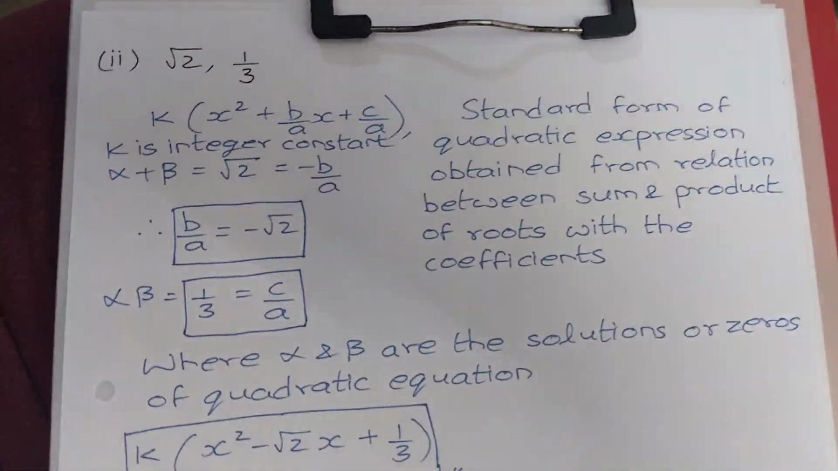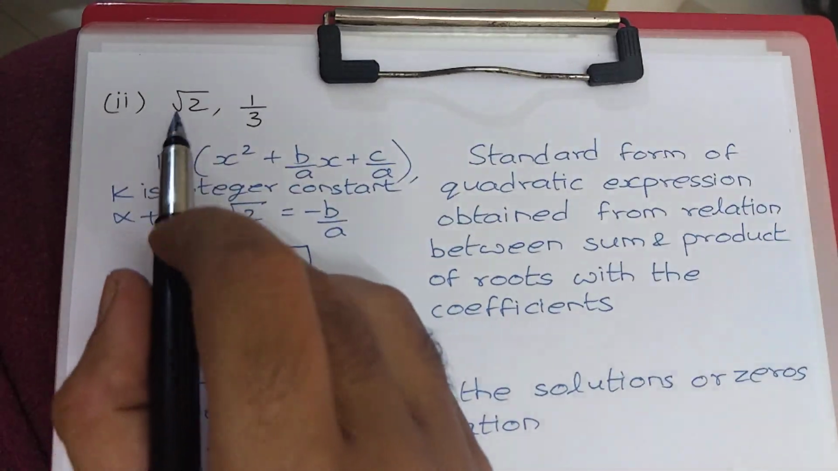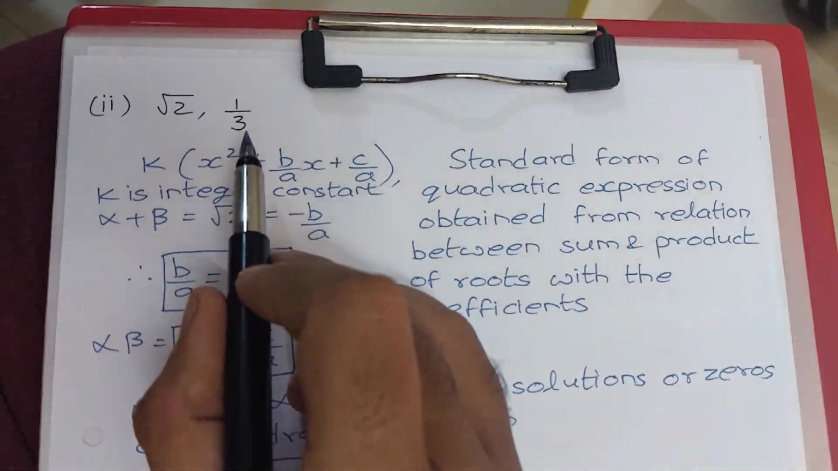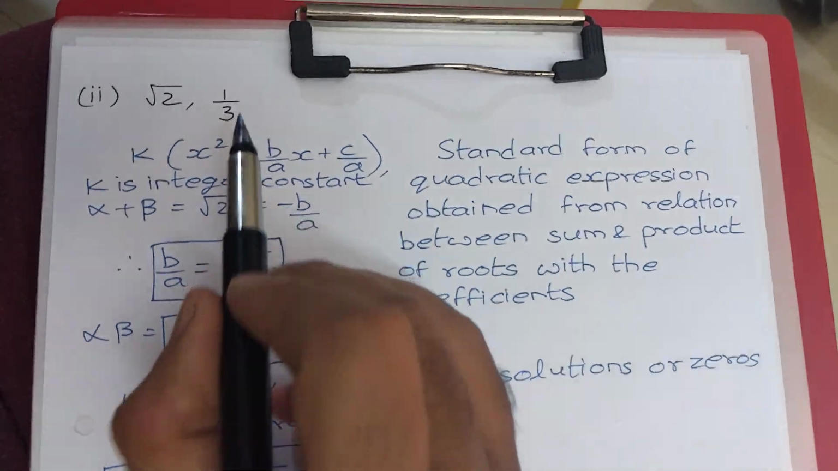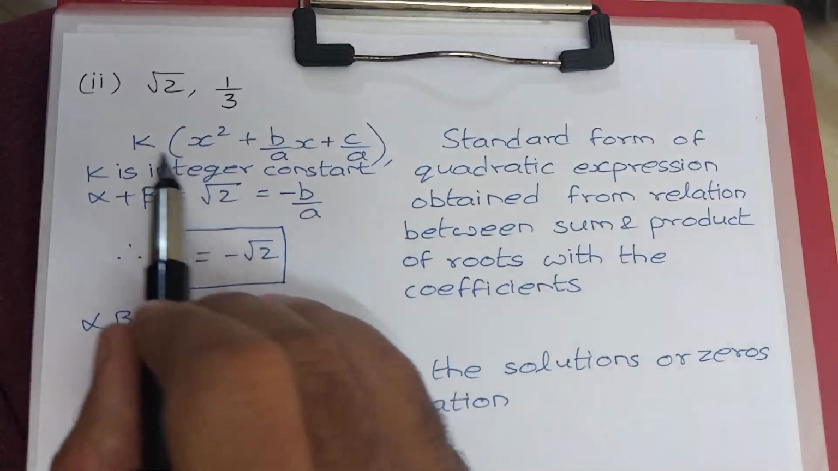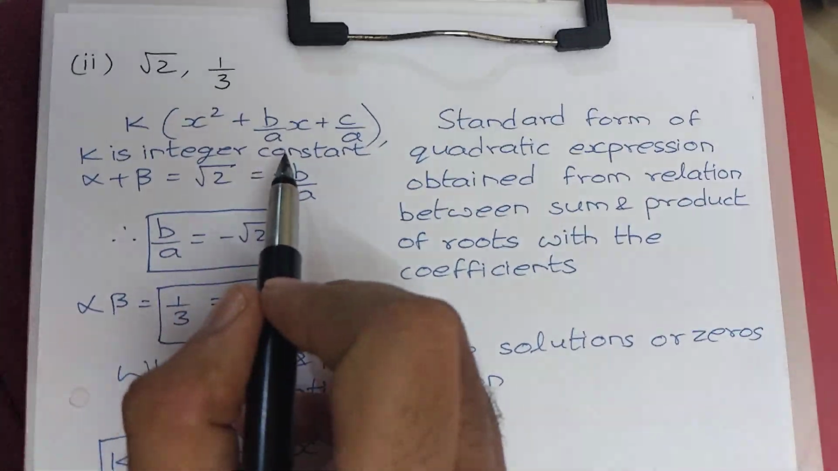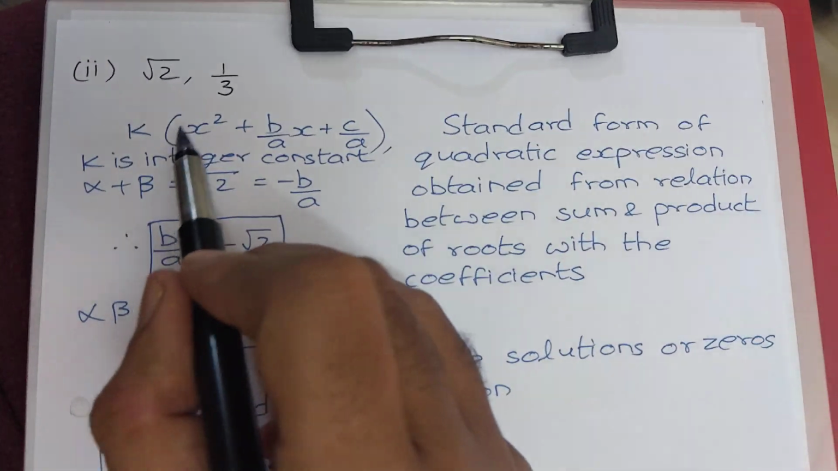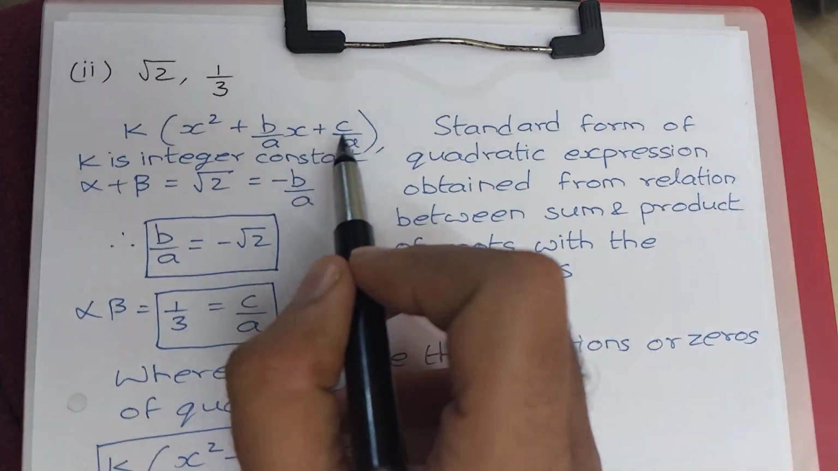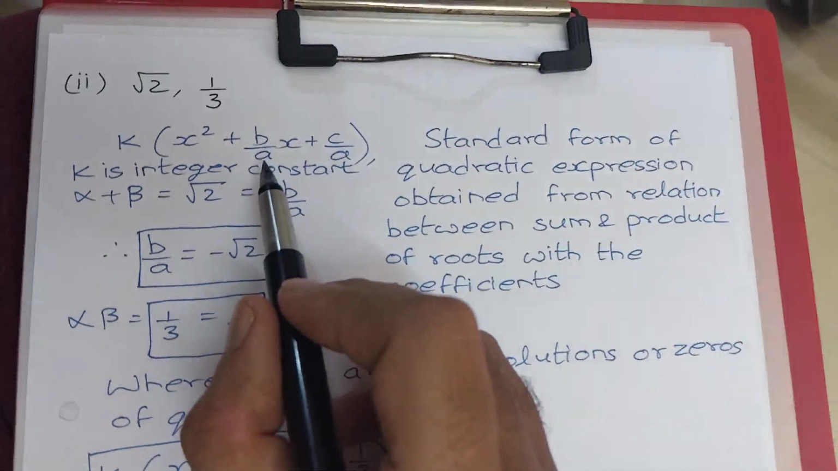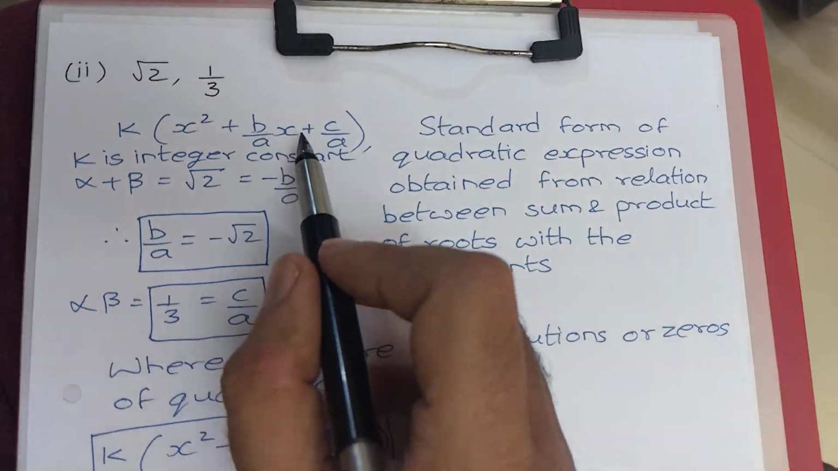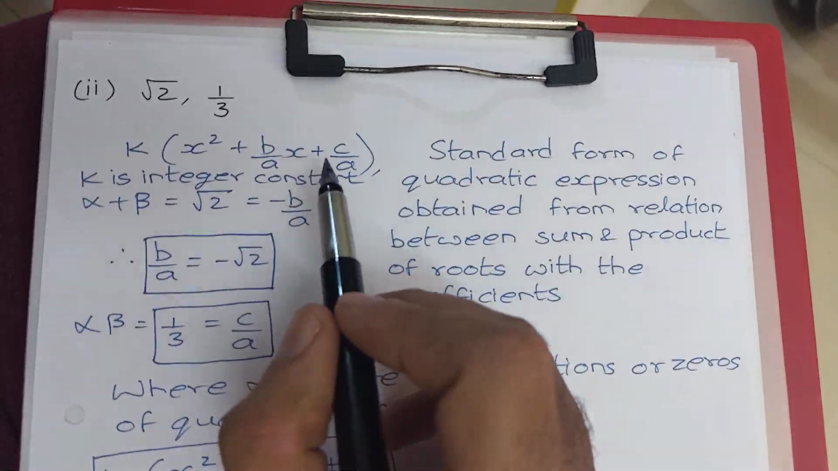So here is another example where the sum of roots alpha and beta is root 2 and the product of roots, alpha into beta, is 1 by 3. So this is the standard formula to put the values in: k, where k is any integer constant, it can also be a real constant, times (x square plus b upon a x plus c upon a). We know these constants very well. These constants come from ax square plus bx plus c, which is the standard form of a quadratic expression.